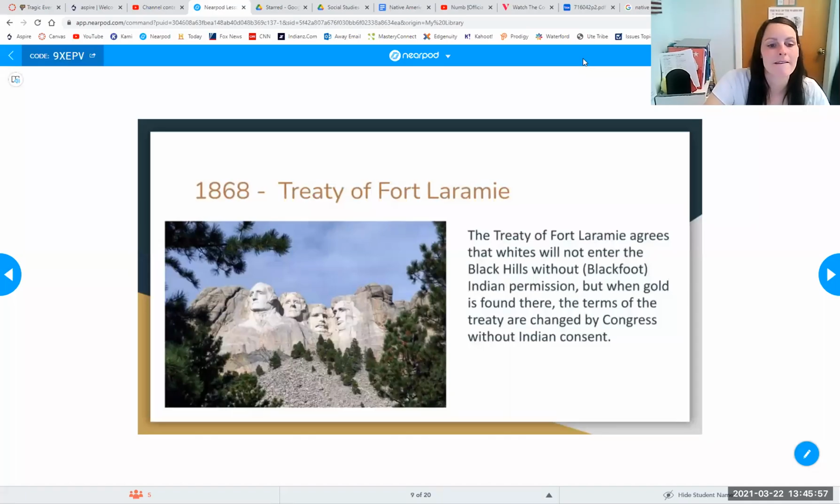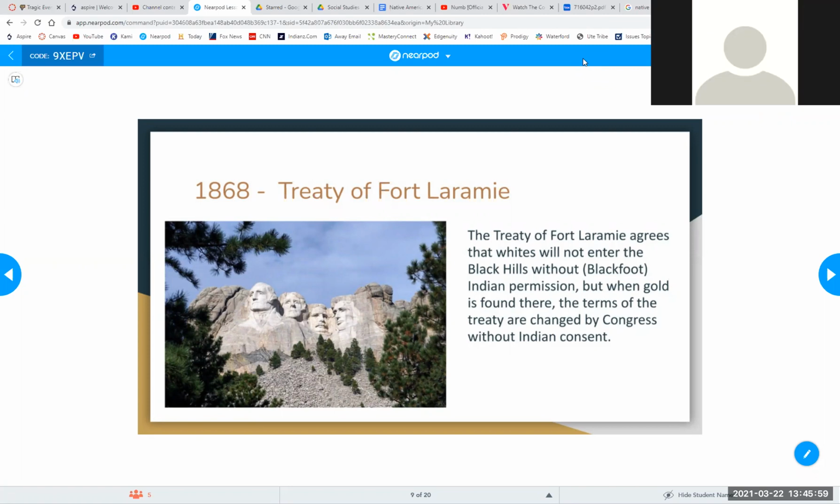What is it? I don't remember what it's called, but I know that they're presidents.